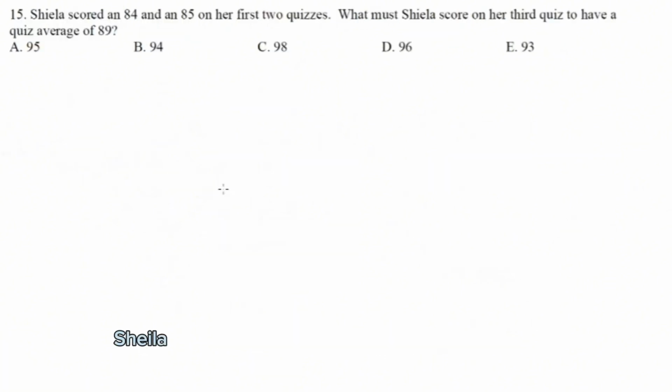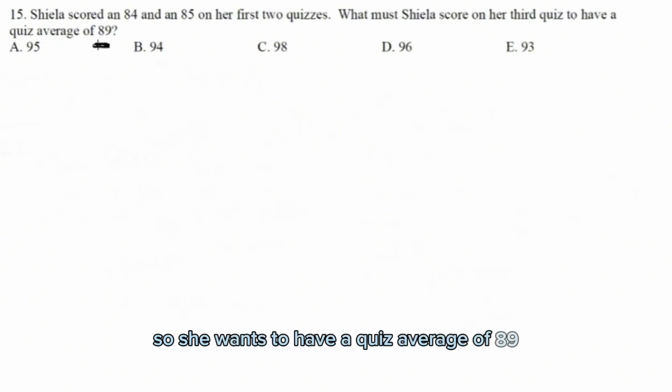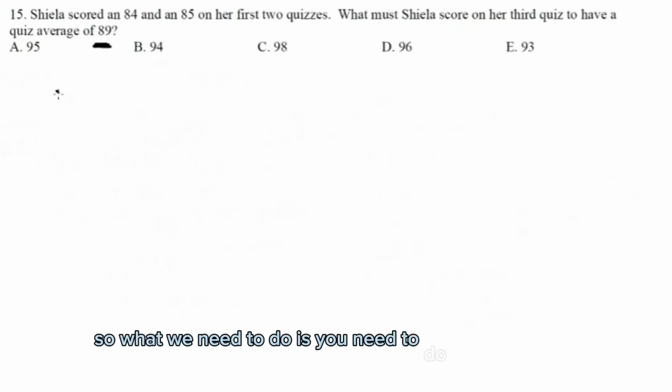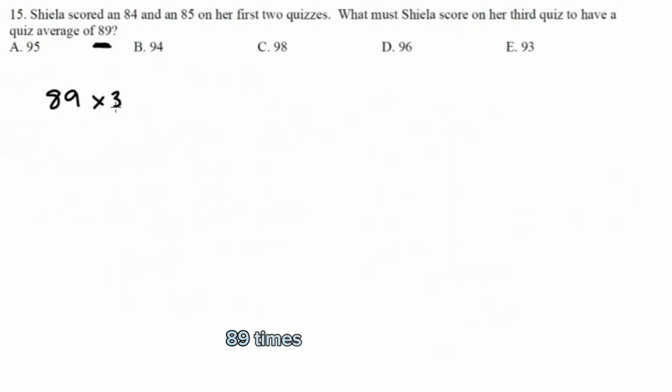Next, Sheila scored an 84 and an 85 on her first 2 quizzes. What must Sheila score on her 3rd quiz to have a quiz average of 89? Alright, this is actually a pretty simple problem if you use the right logic. So, she wants to have a quiz average of 89. So, there's 3 quizzes in total, right? So, what we need to do is 89 times 3. 89 times 3 is just 267.